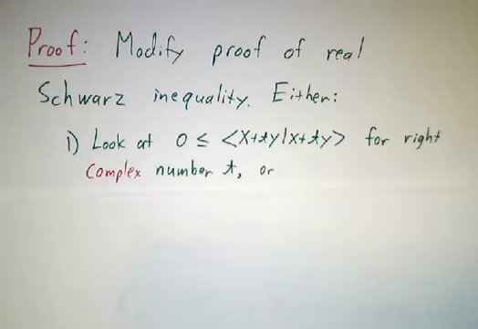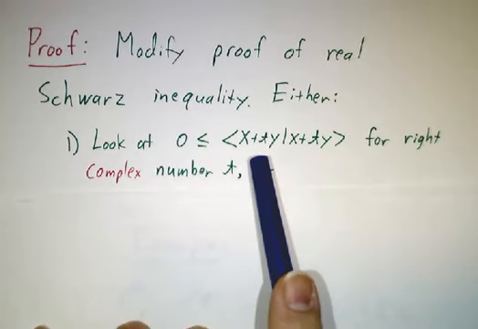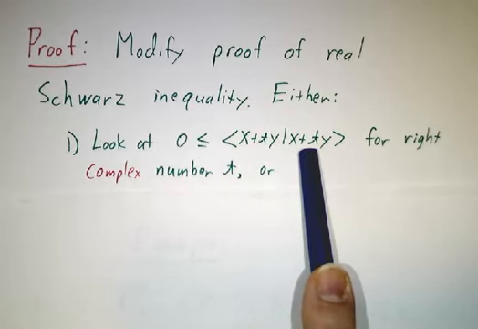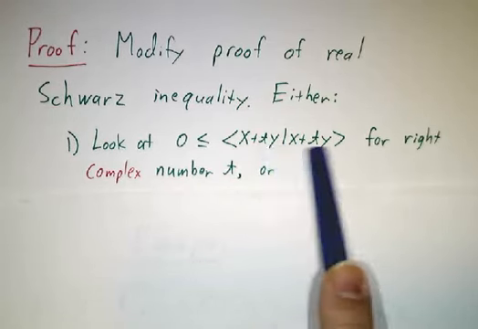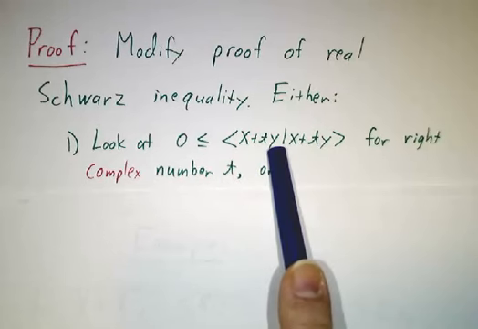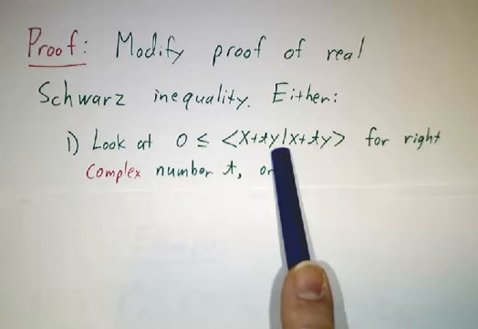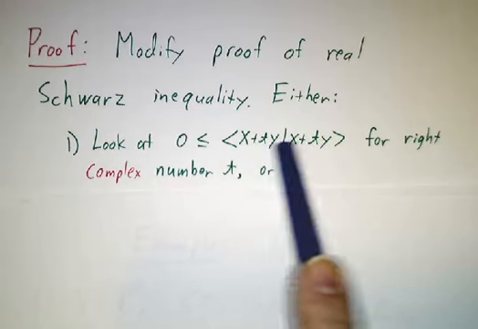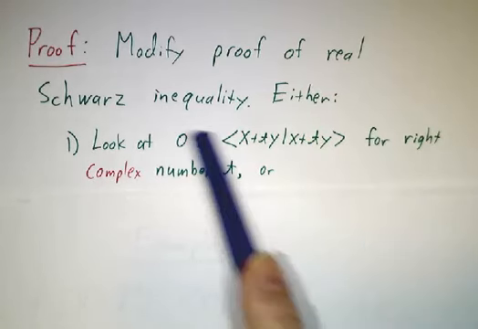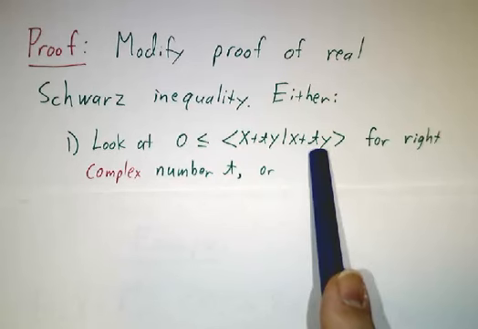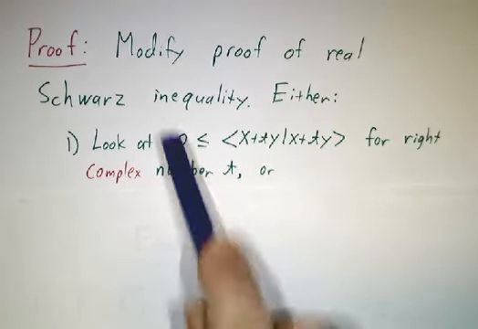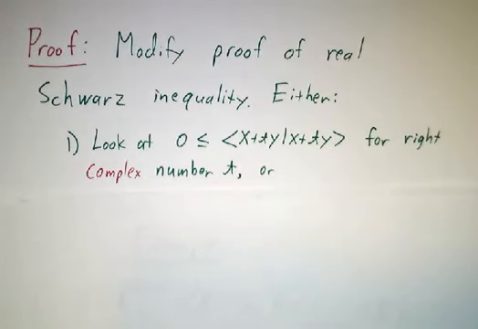So here's one approach. One approach is to use positivity and say 0 is less than or equal to x plus ty dotted into x plus ty. Only now when you expand this out, you're going to get some terms that don't have t's in them, terms that have t's, and terms that have t bars, because it's conjugate linear in the first factor, it's linear in the second factor. So it's still going to be true for all complex numbers t, and if you pick the right complex number t and do a little bit of algebra, the Schwarz inequality will pop out.